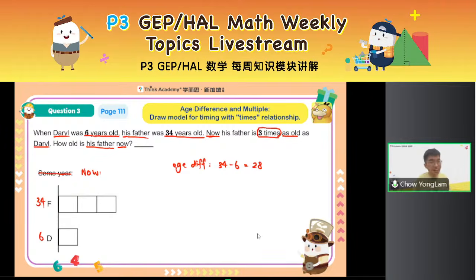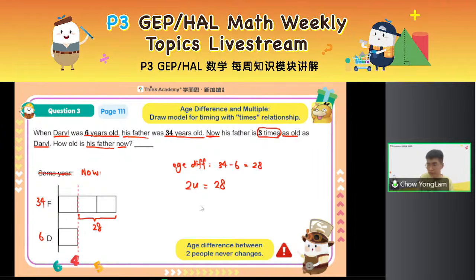Now, why am I particularly interested in the age difference? It's because no matter how many years have passed, 100 years, 10 years, 1,000 years, as long as they're still alive, the age difference will never ever change. That means when I have this 3 times relationship between these two people, the age difference will still be 28, which is just nice 2 units. 2 units is 28. So of course I can find out 1 unit is equal to 28 divided by 2, which is equal to 14.